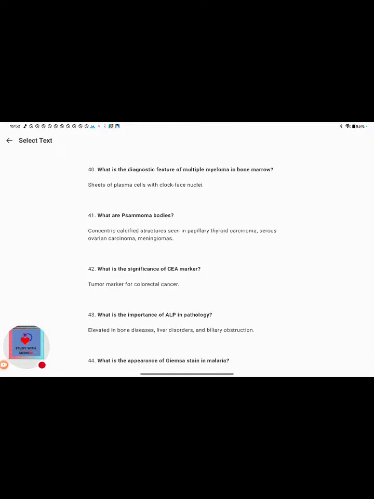Now let's discuss Psammoma bodies. You can note down the details. I will talk about multiple myeloma in detail in a few minutes, or maybe in the next video, because this is going to be a long one. So after completing this video: multiple myeloma, Russell bodies, sheets of plasma cells with clock face nuclei.